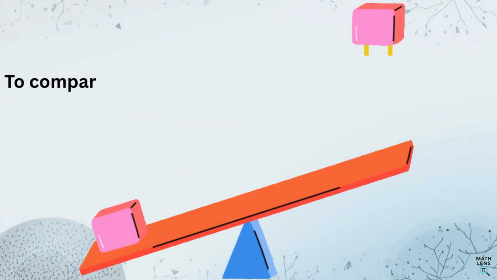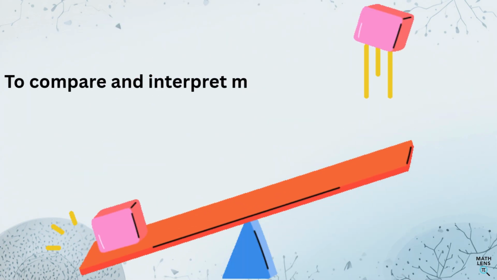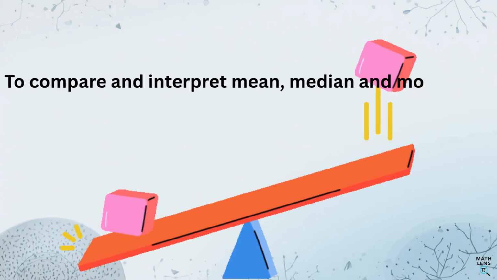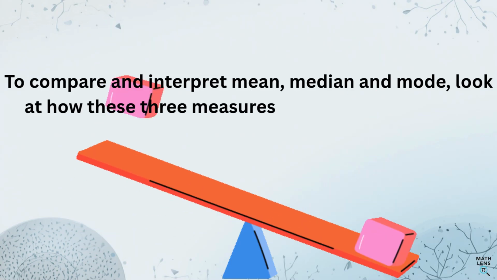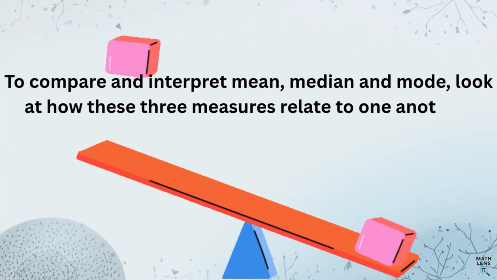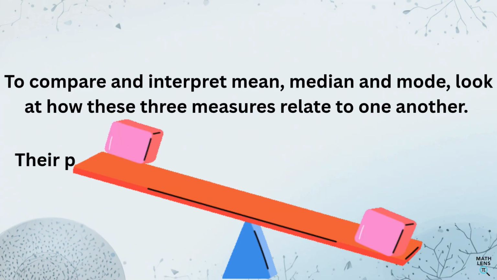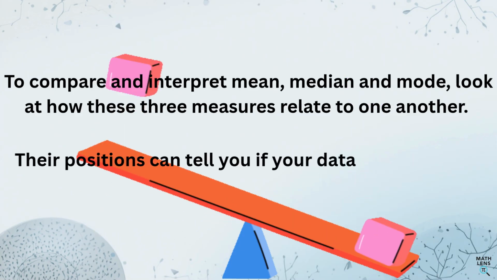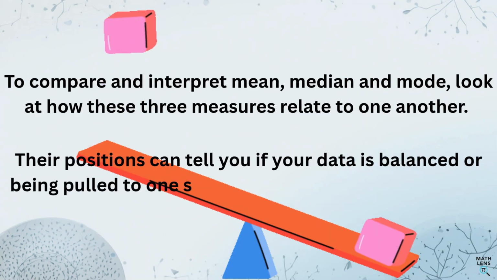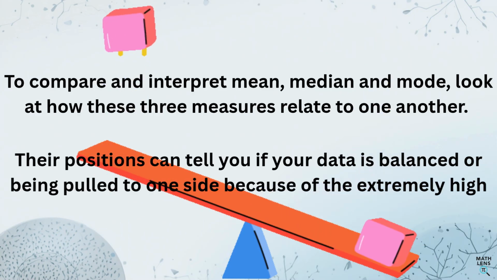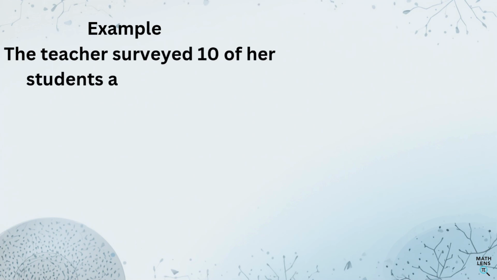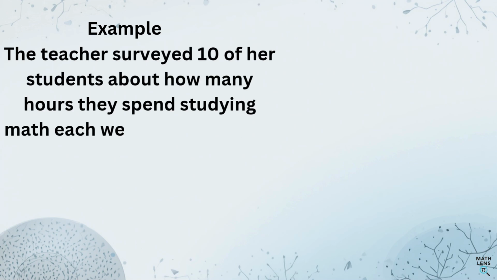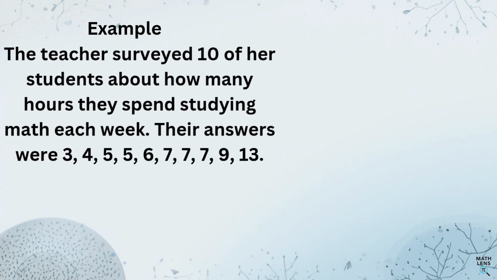When comparing and interpreting the mean, median, and mode, it's important to consider how these measures relate to each other in the dataset. The mean gives us the average, the median offers the middle value, and the mode tells us the most frequently occurring number. By understanding their positions, you can determine whether your data is balanced or being pulled by extremely high or low values. This example highlights how selecting the appropriate measure, mean, median, or mode, depends on the nature of your dataset.